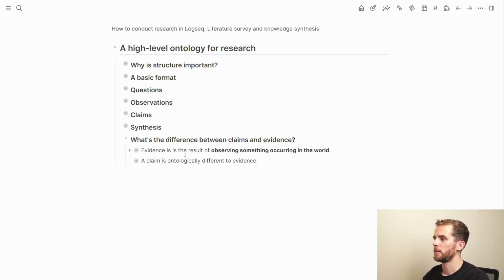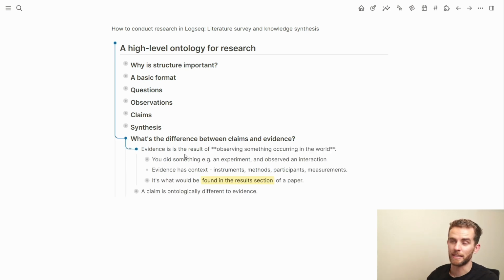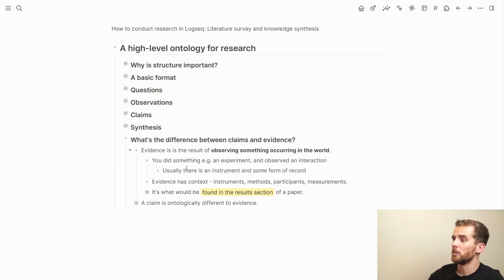So what's the difference between claims and evidence? I've alluded to it above, but just to add a little bit more depth here, this was something that Joel and I chatted about because I didn't understand it, and I was like, how does this work? Evidence is the result of observing something occurring in the world. So I did an experiment, I observed an interaction. Usually there's an instrument or some form of record. Evidence also has context. It's got instruments, methods, participants. So typically, if you're thinking about the way that a paper is structured, it would be what would be found in the results section of a paper.